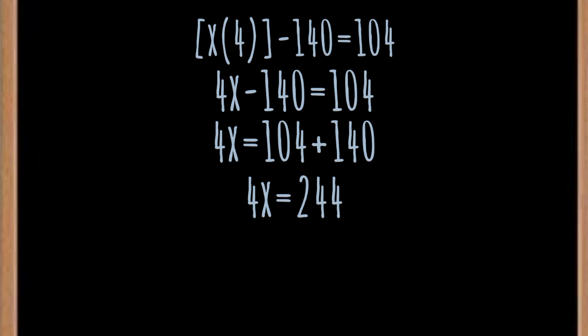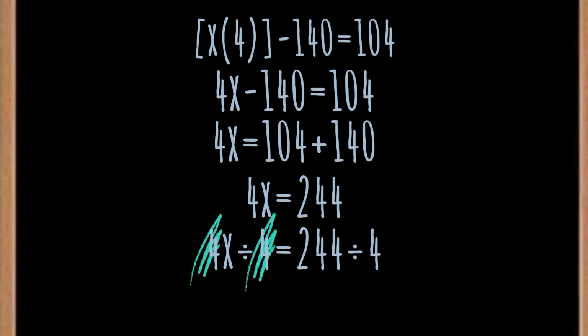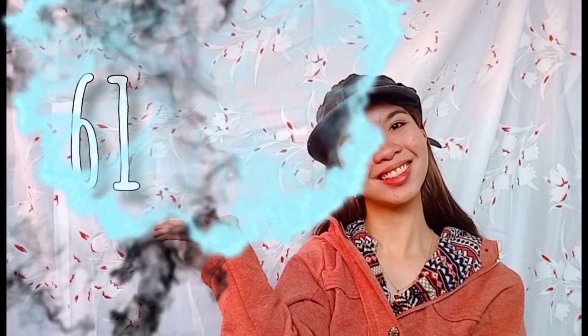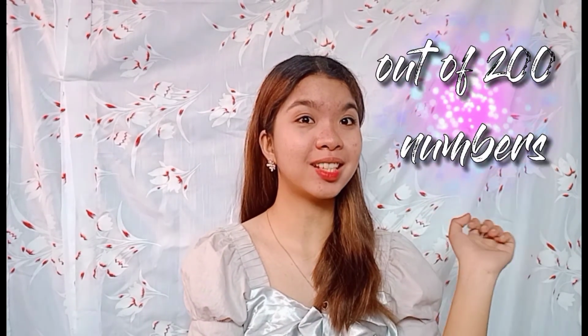Now, x should only be left on the left side, so we need to cancel 4. To cancel 4, we need to divide both sides by 4. So 4x divided by 4 equals 244 divided by 4. So we can already cancel 4. So 244 divided by 4 equals 61. So x equals 61. It means Elaine picked the number 61, out of 200 numbers.